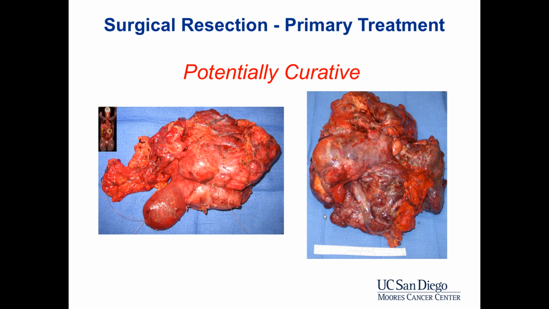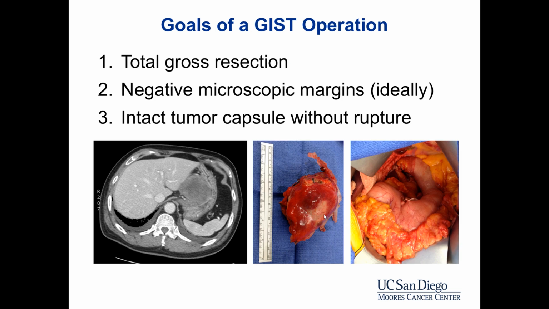So surgery itself. Surgical resection is the primary treatment for GIST, and this is potentially curative in some patients. So what are the goals of a GIST operation? The first goal is to have complete resection of the tumor. Total gross resection is a terminology that we'll often use.